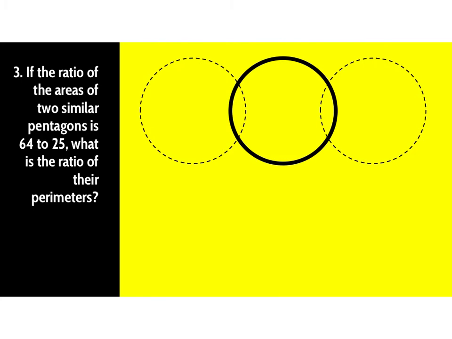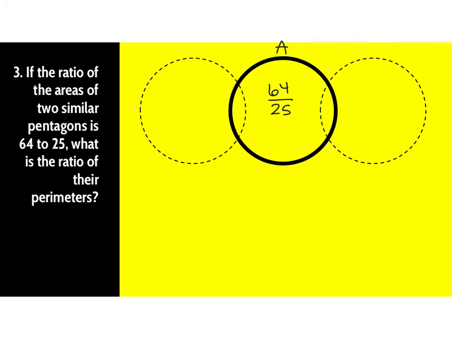It says if the ratio of areas of two similar pentagons is 64:25, what is the ratio of their perimeters? So we have our area. Remember that 64:25, that's what's given.